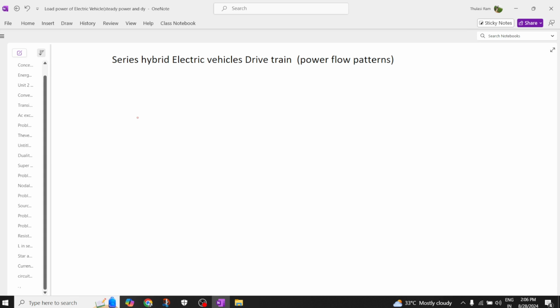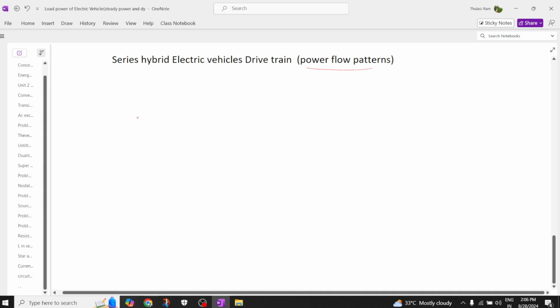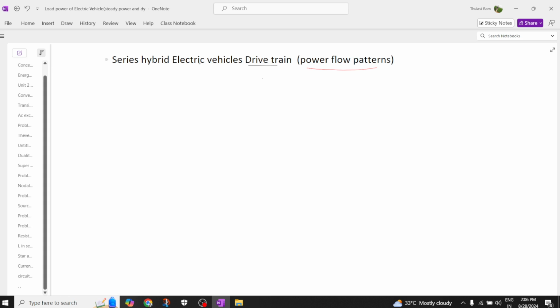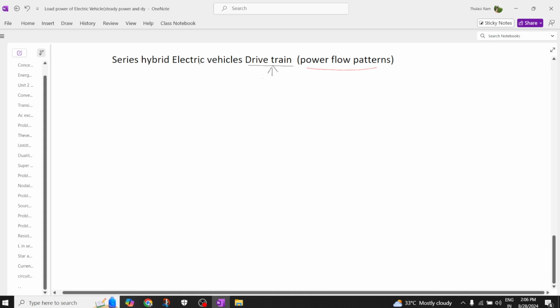So today we are going to review the series hybrid electric vehicle drivetrain and its power flow patterns. So how many power flow patterns are available? Okay, so we have already discussed what is meant by a drivetrain. A drivetrain is nothing but a group of powertrains. A powertrain is the sum of an energy source and an energy converter. The energy source is nothing but the battery, and the energy converter is nothing but the motor. So the combination of an energy source and energy converter is called a powertrain. Like this, a group of powertrains we are going to call a drivetrain.